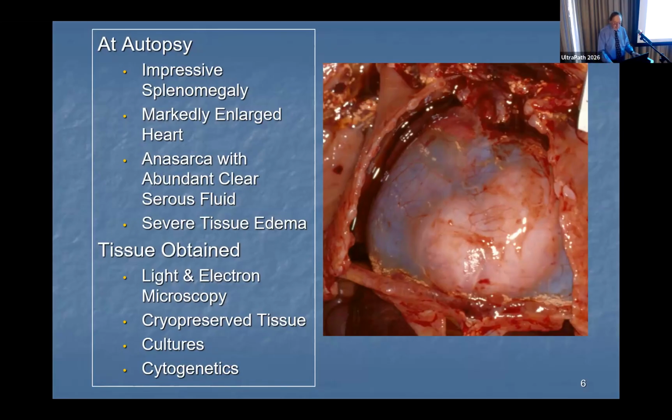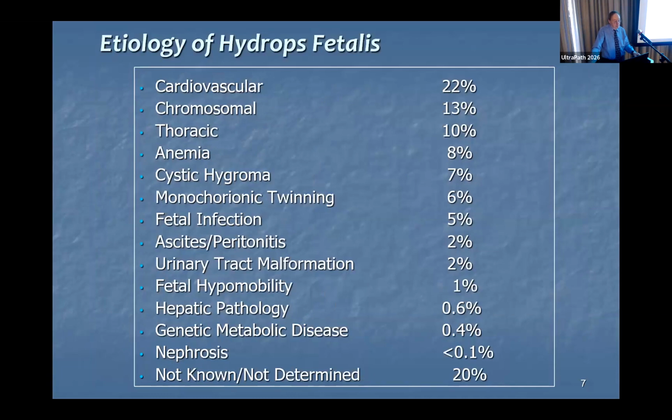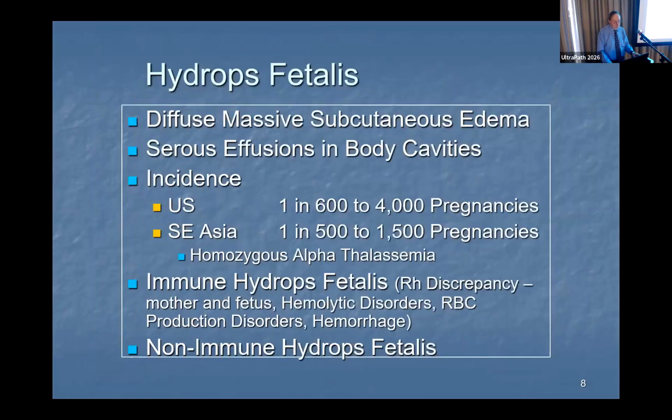So tissue is obtained for many different purposes with this. So one of the things you want to know about is the etiology of hydrops fetalis. So it's a very long type of list that typically you can see extending from cardiovascular type anomalies all the way down to not known. And with this, you can see that genetic diseases are also fairly infrequent here, only about 0.4%. So there's many different things to consider when you have fetal hydrops in particular.